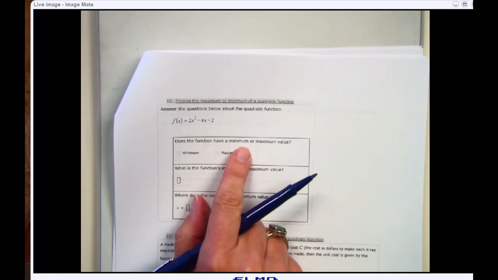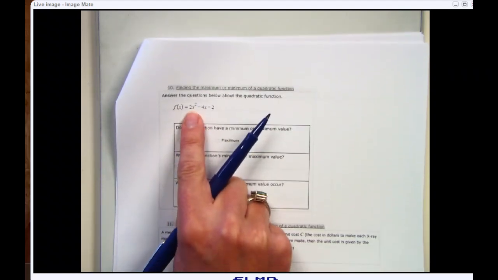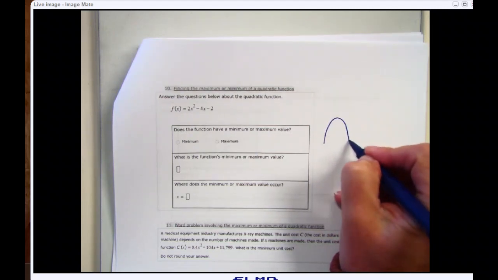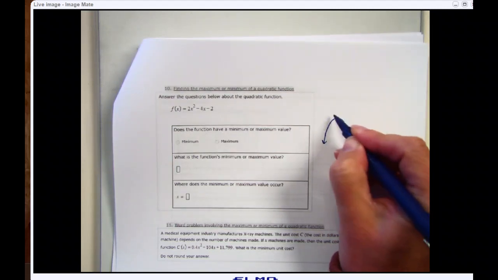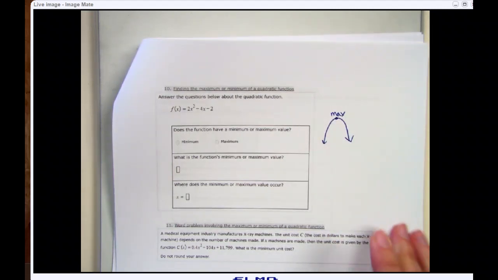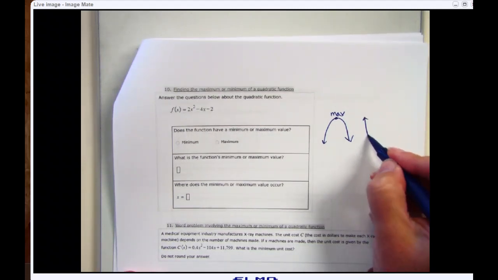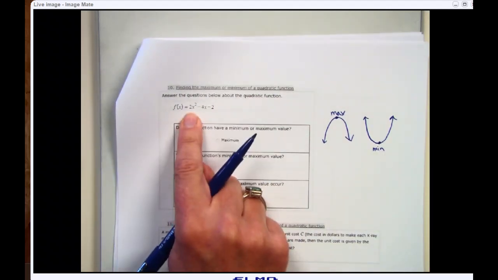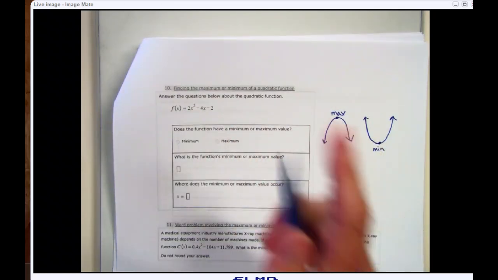Okay. Maximum or minimum when I've got a positive function? This is what a max looks like. And this is what a minimum looks like. So it's a positive function, so it makes us want to say maximum. But what do we have? We definitely have a minimum.